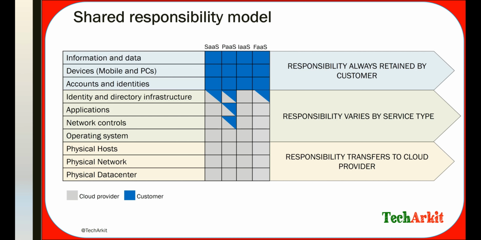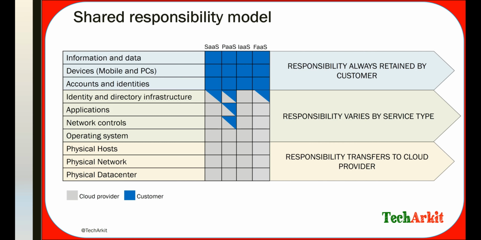If you take infrastructure as a service, then they provide you a physical host and physical network, data center, operating system, network controls, applications, and identity and access management. They keep the physical controls with them and provide you the infrastructure. Whatever you want to install on it is up to you. In function as a service, they manage everything for you, so you just need to utilize the functions. So this is the responsibility split between you and the cloud provider.